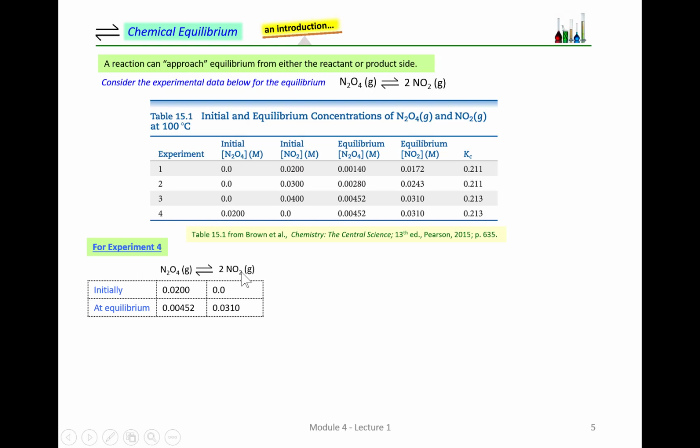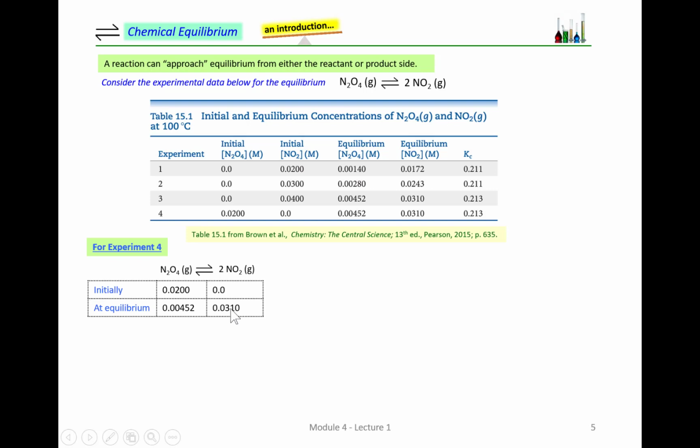So the concentration of N2O4 has dropped, which makes sense. Some of it reacted, and you form some NO2. They are now at dynamic equilibrium, meaning the rates of the forward and reverse reactions are the same, so the concentrations have stopped changing.